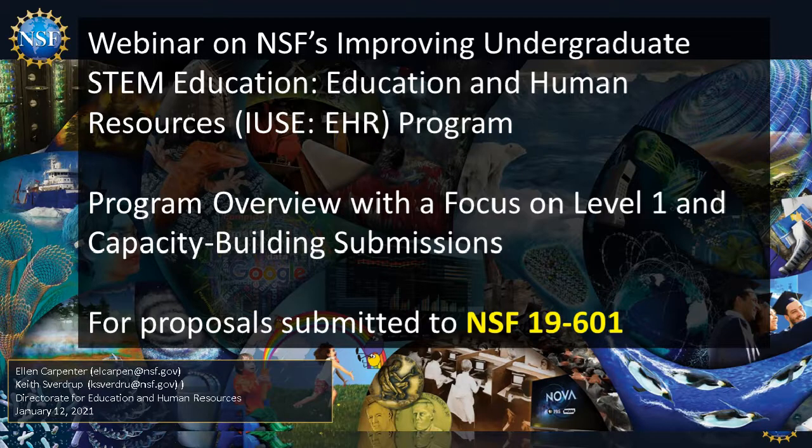Today's webinar is going to focus specifically on Levels 1 and the capacity building submissions in the IUSE program. And this is for proposals that were submitted or will be submitted in response to program solicitation NSF 19-601.